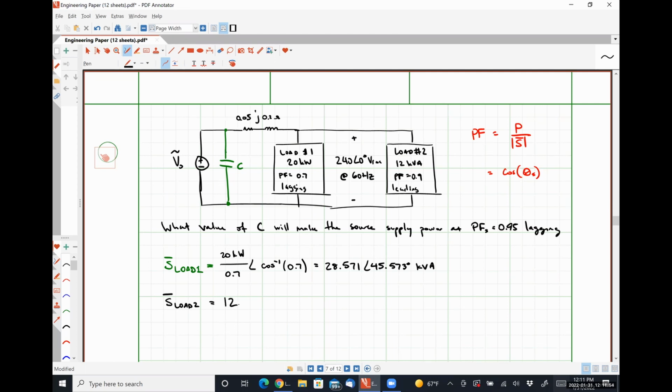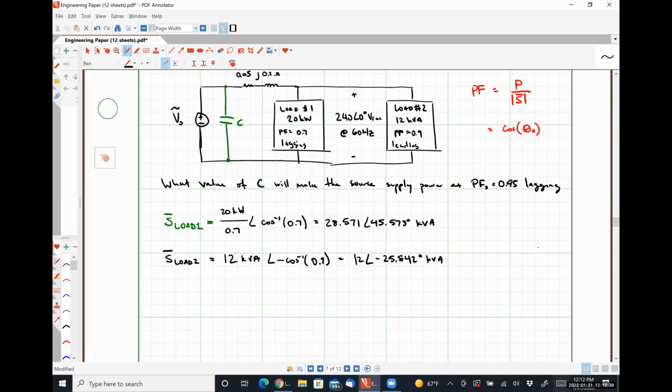So this is going to be 12 kVA with an angle of inverse cosine of 0.9, but since we have a leading power factor, our angle must be negative, which means we need to force that to happen by including a negative sign. This is going to give us 12 angle negative 25.842 degrees kVA.